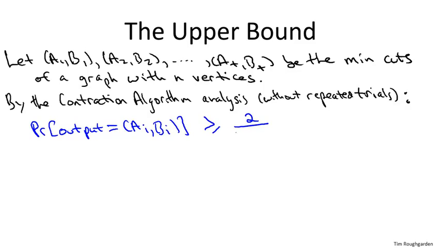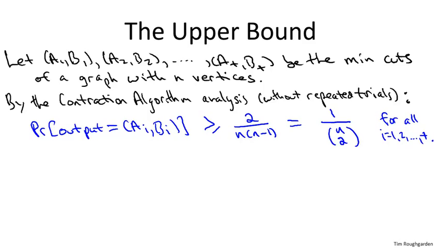So instantiating the contraction algorithm success probability analysis without all of the repeated trials business, we show that for each of these t cuts, for each fixed cut (Ai, Bi), the probability that this algorithm outputs that particular cut is at least 1 over n choose 2. Let's introduce a name for this event, the event that the contraction algorithm outputs the ith min cut.